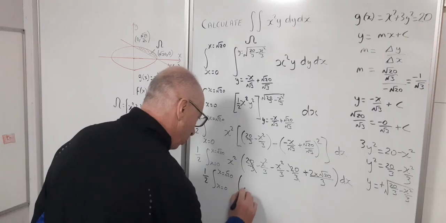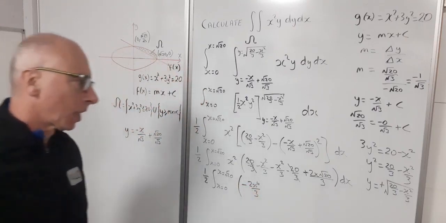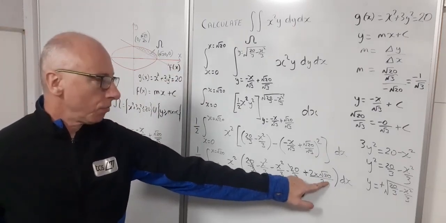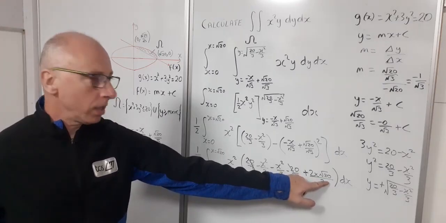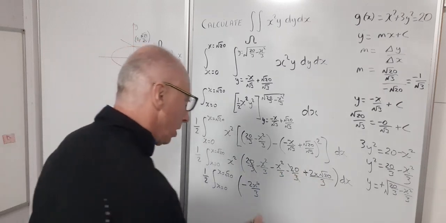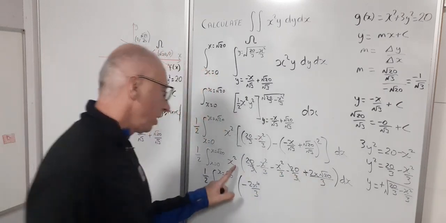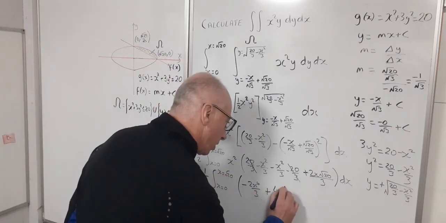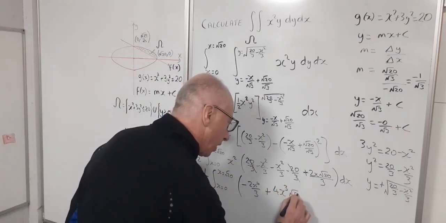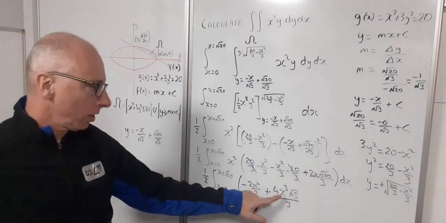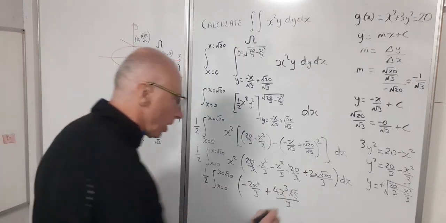So let's open up a new integrand, minus 2x to the 4 over 3. Now what have I got here? So I've got 2x root 20. Root 20 as a radical is 2 root 5. So I've got 4x root 5 over 3. So plus 4x root 5 over 3, and not forgetting to times by the x squared. So plus 4x cubed root 5 over 3. I've just left my radical on the outside there so we can see what's going on. And that's all dx.